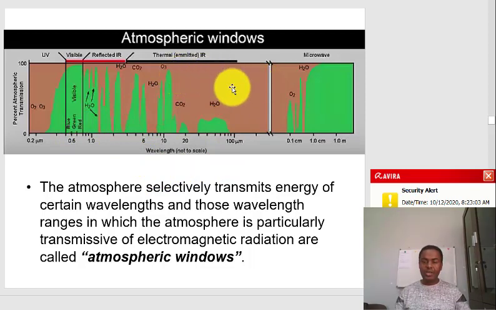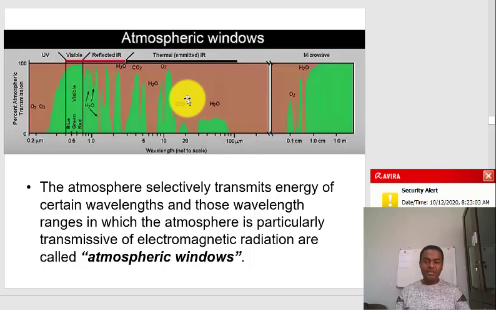So remote sensing only operates in atmospheric windows. So it is very important to know which regions are atmospheric windows. Knowing this is also very important in order to design a sensor. If you would like to design a new sensor, and you end up designing a sensor for this region, it is meaningless, okay?